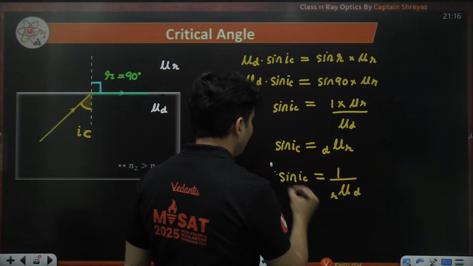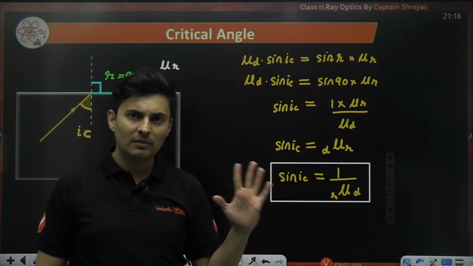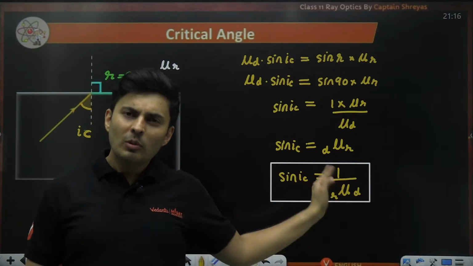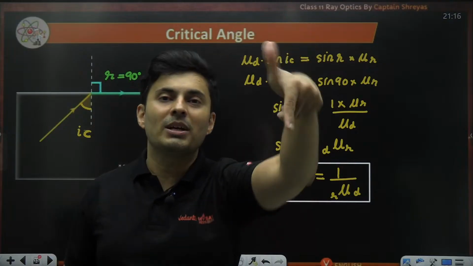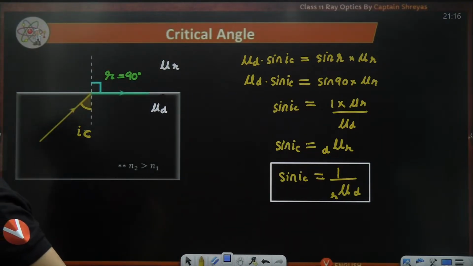Okay, think of it mathematically, why it makes sense. Because sine values are always less than 1. So refractive indexes are like 1.5, 1.6, 1.33. So you'll put it in the denominator so that the ratio becomes less than 1. Clear? Yes. Awesome.